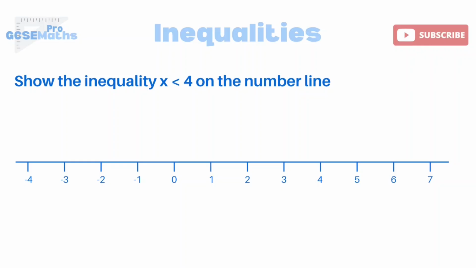Show the inequality x is less than 4 on the number line. Obviously, before we start drawing it on the number line, we also need to be able to interpret the inequality symbols. As I've just read it, x is less than 4. Are you comfortable with realising that if that symbol is facing towards the 4, it means 4 is the bigger number, right? X is smaller.